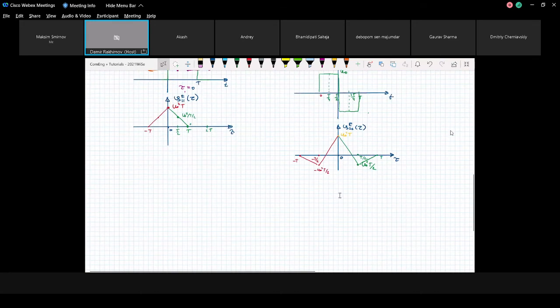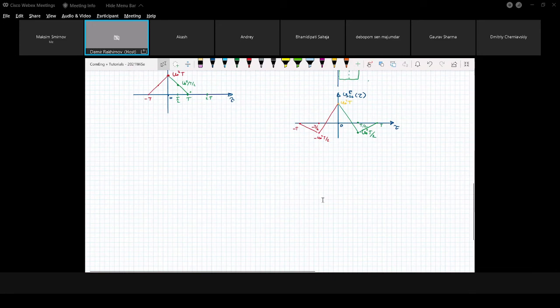Now we come to the question about energy spectral density. Sir, basically we need to shift towards the right and towards the left to determine the autocorrelation function.